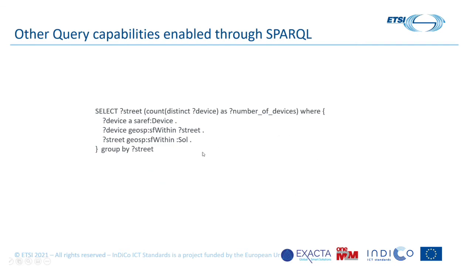In this case, we started off with some instructions to tell it to return a count rather than just a discovery type of resource ID. So I'm counting the number of devices and returning it as a number of devices. And I'm also listing the streets. So for each street, I'm counting the number of devices. And where I'm asking for the number of devices, I'm defining that as a serif device.